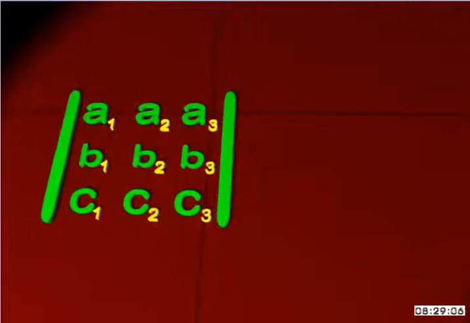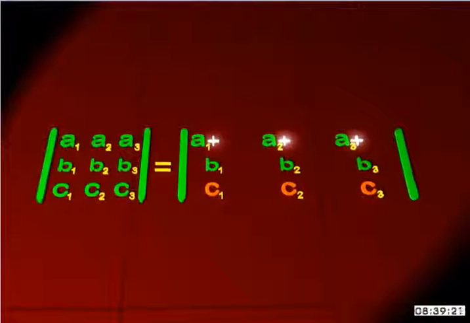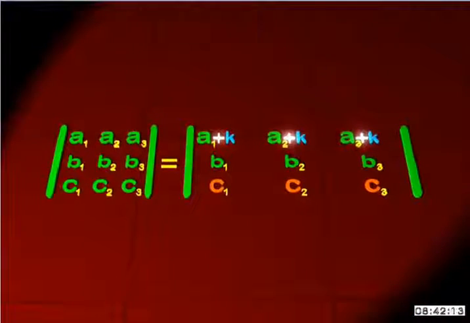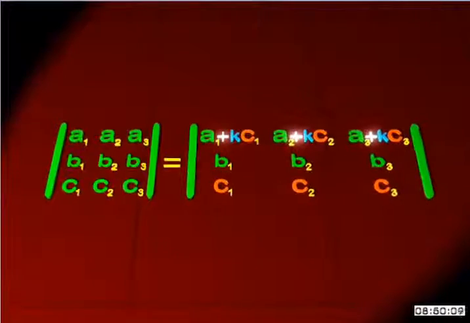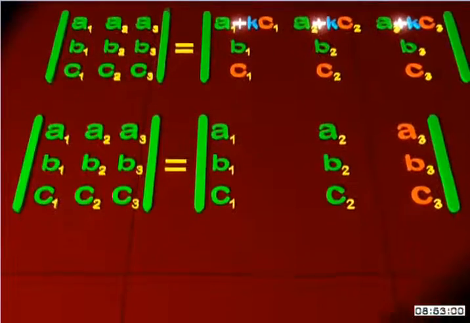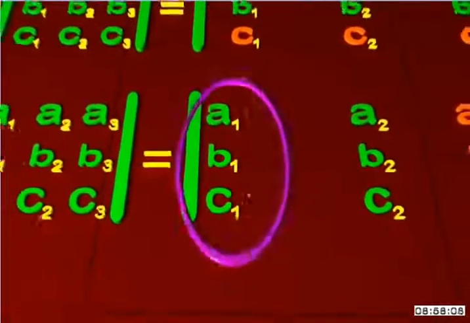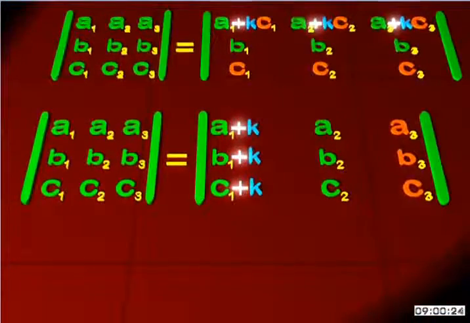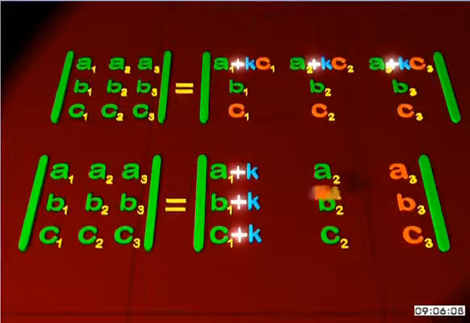Seventh property. This property states that the value of the determinant remains unchanged if the elements of one row are altered by adding to them any constant multiple of the corresponding elements in any other row. Similarly, the value of determinant remains unchanged if the elements of one column are altered by adding to them any constant multiple of the corresponding elements in any other column.